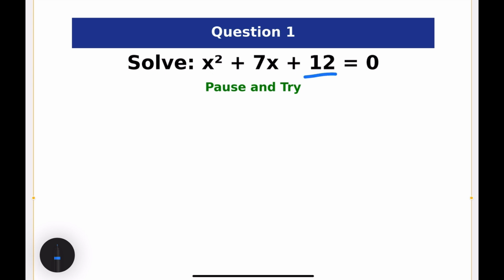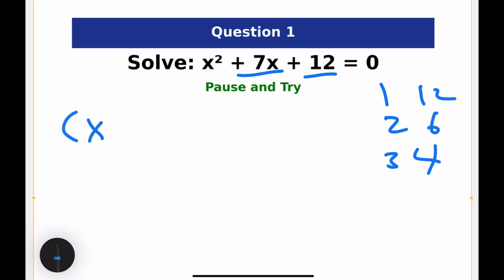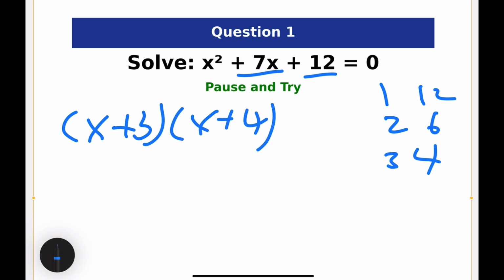So let's write down the factors of 12. So we have 1 and 12, 2 and 6, and 3 and 4. And let's figure out which ones make 7x. Well, I can tell that 3 and 4 make 7. So it's going to be x plus 3 and x plus 4, and that is equal to 0.